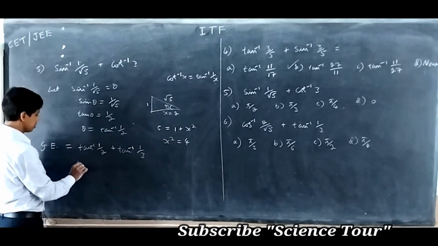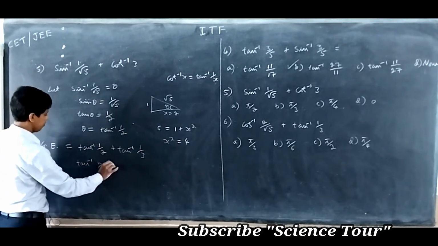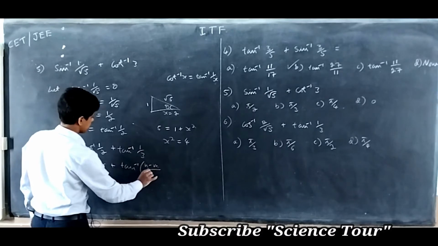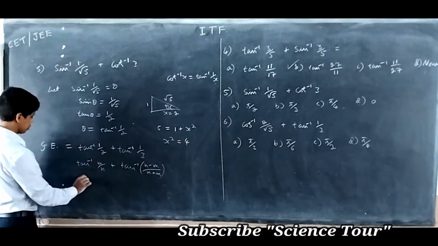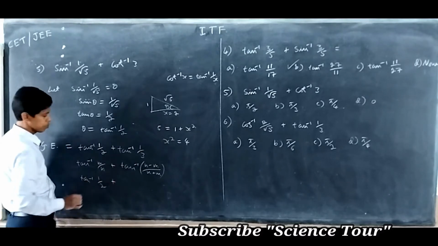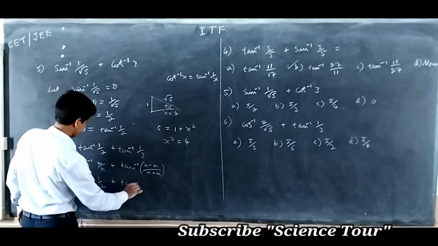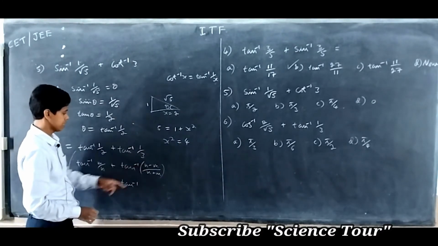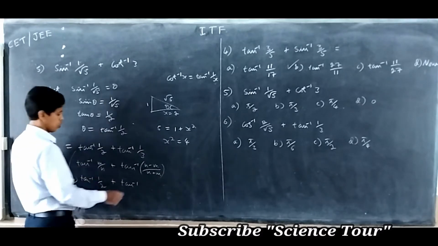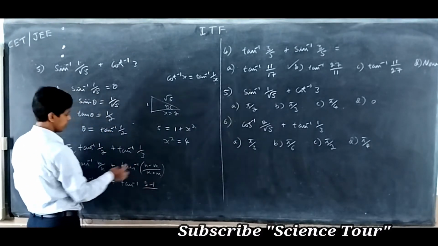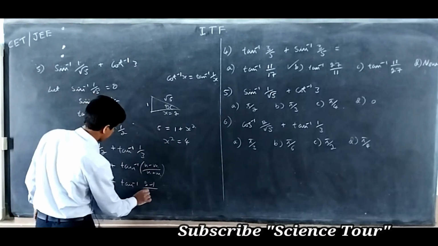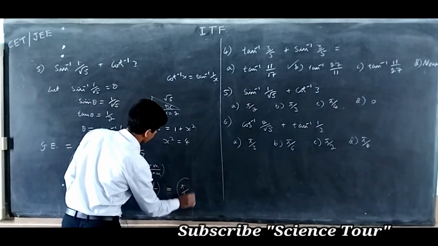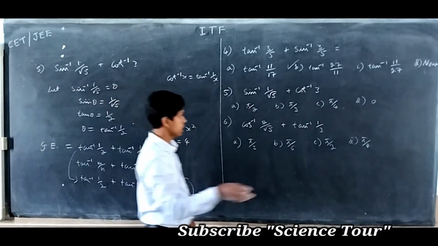correct? Now is it comparable to our standard formula, tan inverse m by n plus tan inverse of n minus m divided by m plus n? Let us check. So tan inverse of half plus tan inverse of 1 by 3: n minus m is 2 minus 1, divided by m plus n, so 2 plus 1. So this is equal to pi by 4. So pi by 4 is the right option for this.